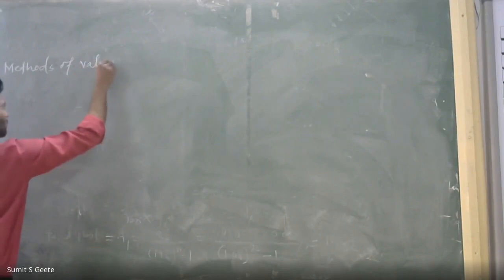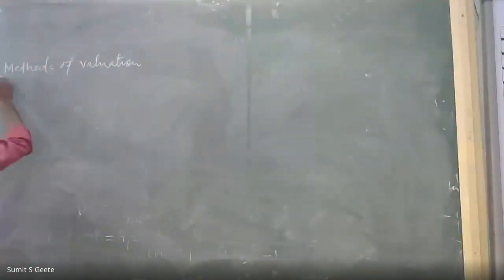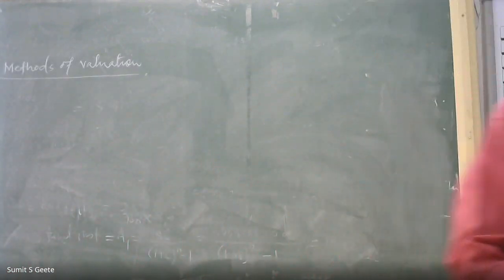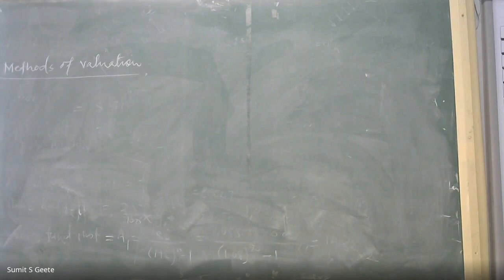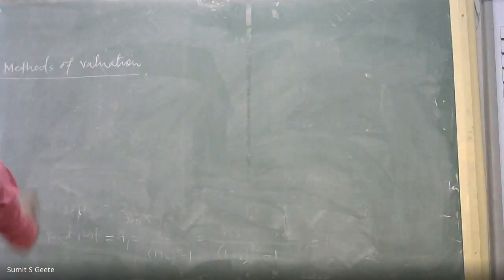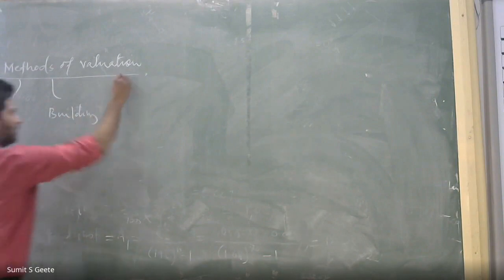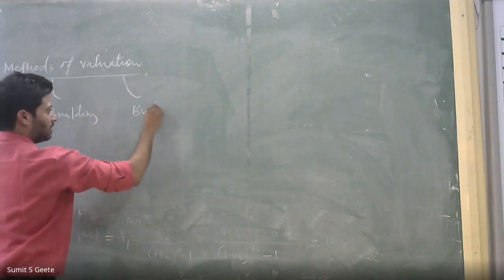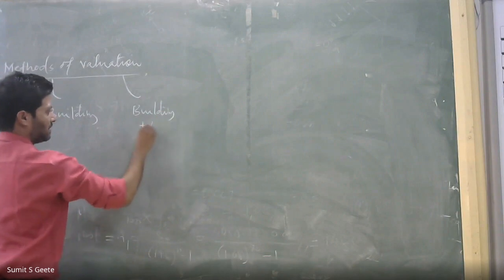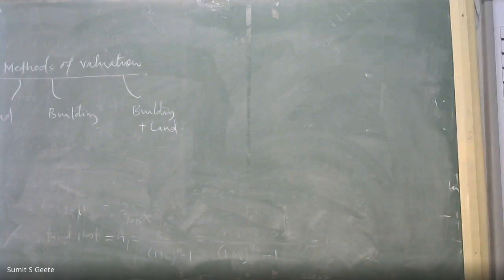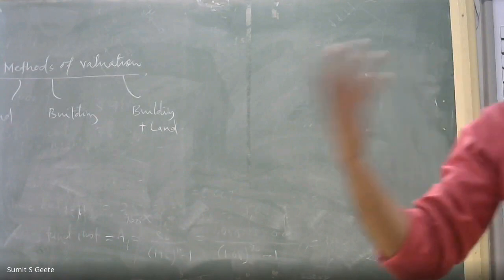Valuation. Methods of valuation. In these methods of valuation, we are basically considering three different categories. The first category is valuation of land. Second, valuation of building, that is property. And third is building plus land.